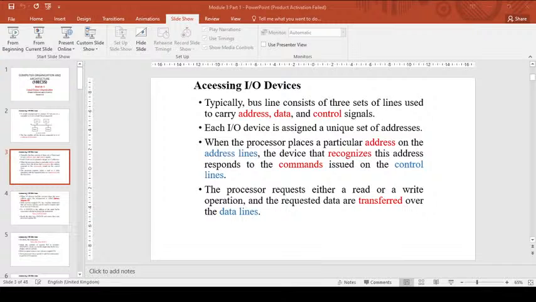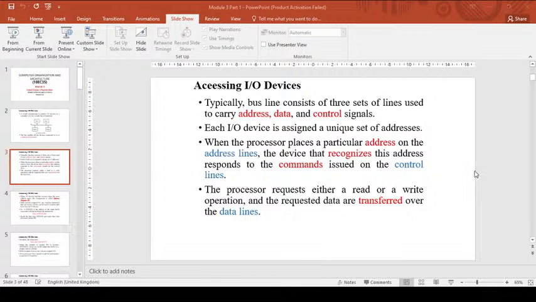So if the processor wants to write the data, that means if the processor wants to send the data to the output device, first its address is placed on the address lines, and then once the output device recognizes the address, some sort of acknowledgement is sent to the processor, and then the processor places the data onto the data bus, and from the data bus the output device will receive it. So it is a write operation, processor to output device.